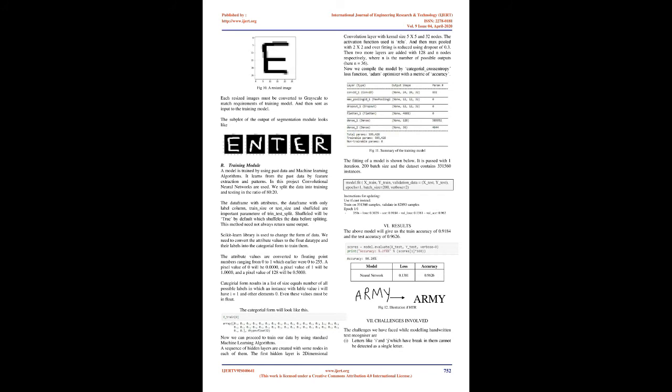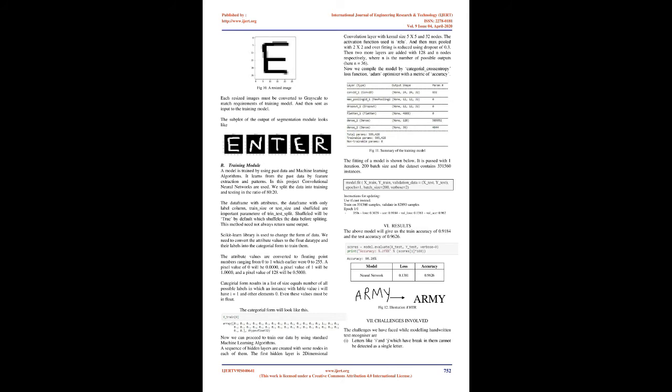Training module. A model is trained by using past data and machine learning algorithms. It learns from the past data by feature extraction and patterns. In this project, convolutional neural networks are used. We split the data into training and testing in the ratio of 80:20. The data frame with attributes, the data frame with only the label column, train_size or test_size, and shuffle are important parameters of train_test_split. Shuffle will be true by default, which shuffles the data before splitting. This method need not always return the same output.